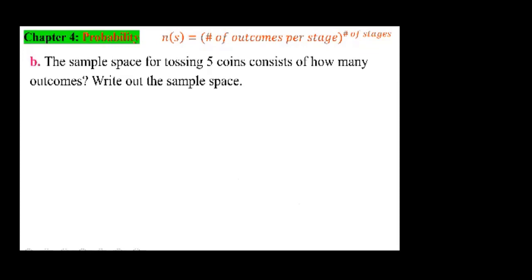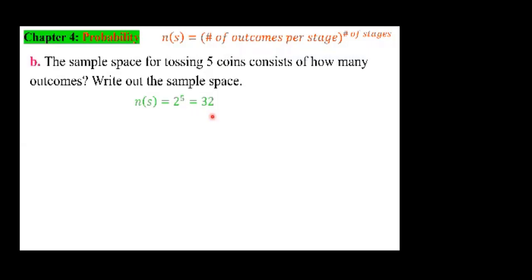We are using the same formula, number of outcomes per stage. We have only 2 outcomes because it's heads or tails. And how many stages? We have 5 coins. 2 to the power of 5 results in 32. Be very careful. It's not 5 squared, it's 2 to the power of 5. 5 squared is a different number, it's 25. So 2 to the power of 5, 32 outcomes.